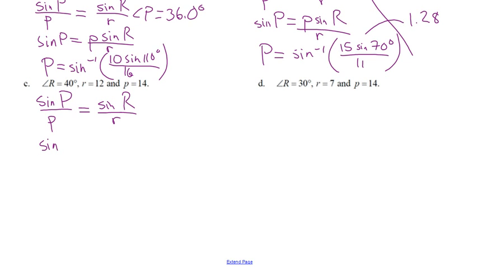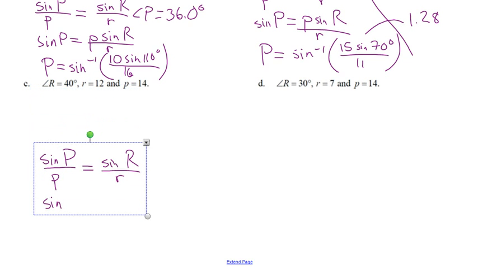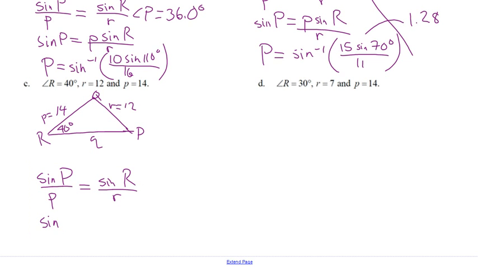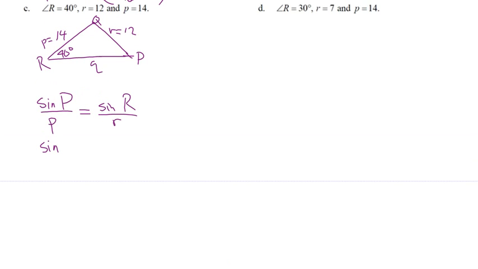Shouldn't we draw it? Oh, sure. We should draw this. So let's move that down while we draw. Okay, so angle R is 40 degrees, little r is 12. There's P. This is 14. There's Q and little q. Okay, so let's extend the page. Move that down. Okay, so sine P is p sine R over little r.